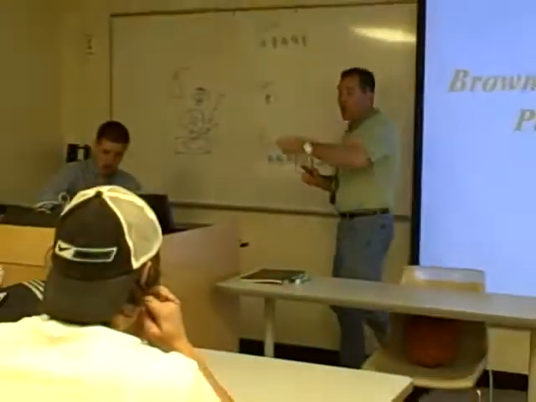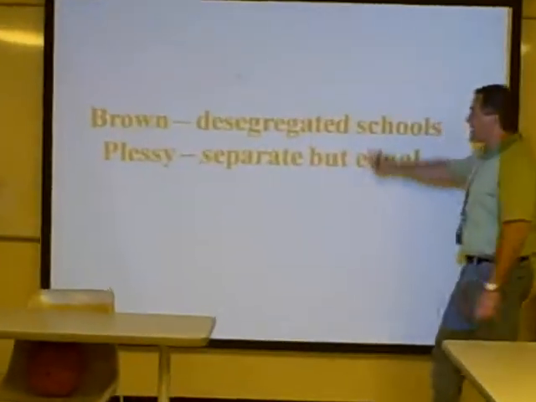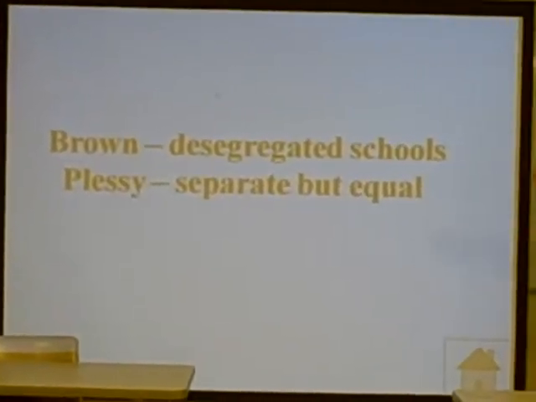Plessy was when there was a black man who went onto the white train car and he got arrested for it. And what was the principle that came out of it? That was separate but equal. Go ahead, click it, Jeremy. Yeah, Brown desegregated the schools. Plessy, separate but equal. Aaron, pick me a category.